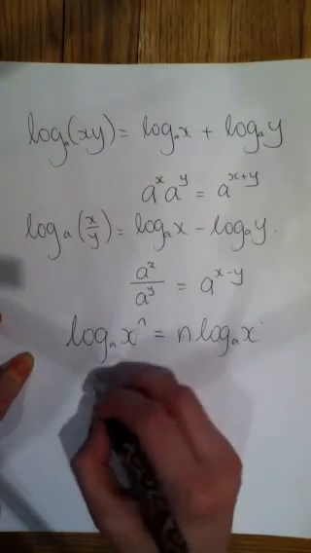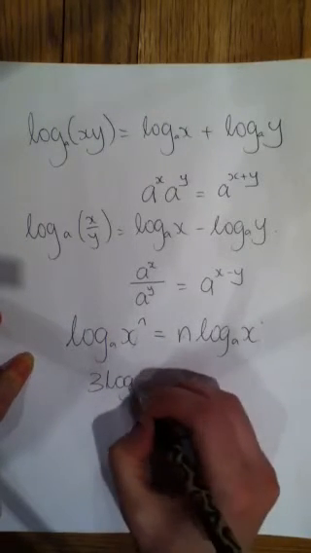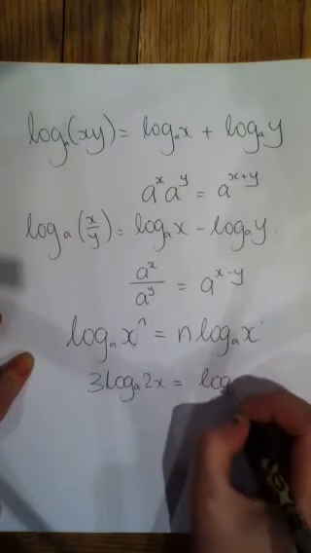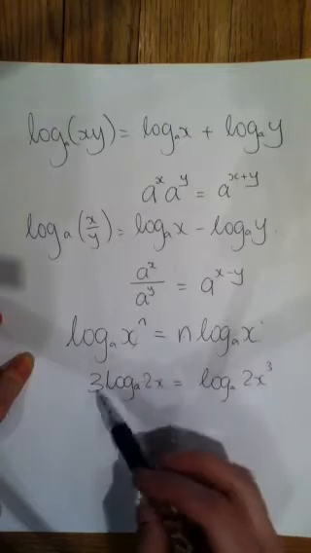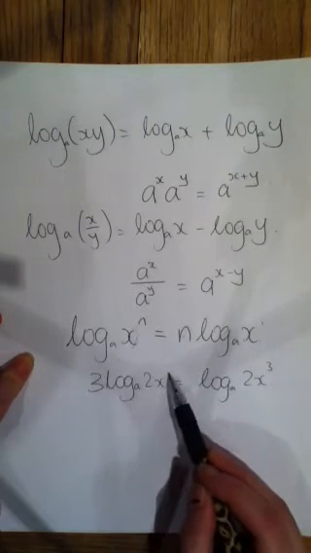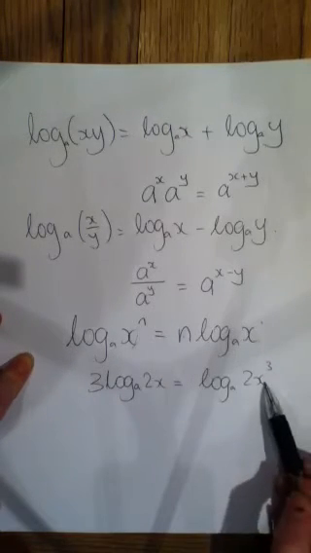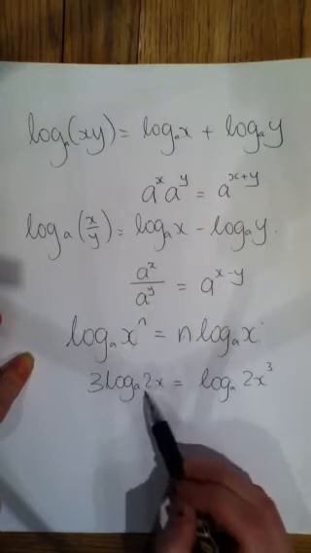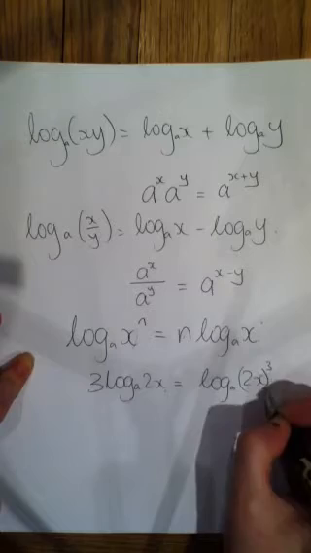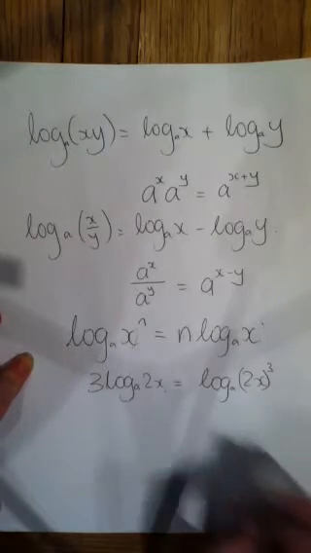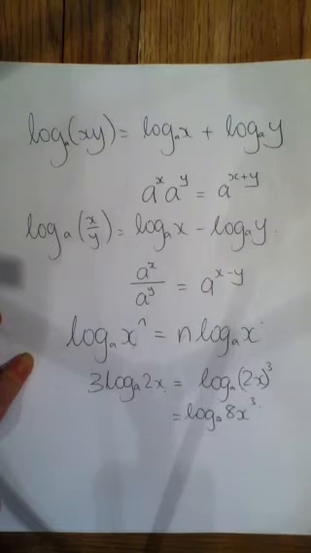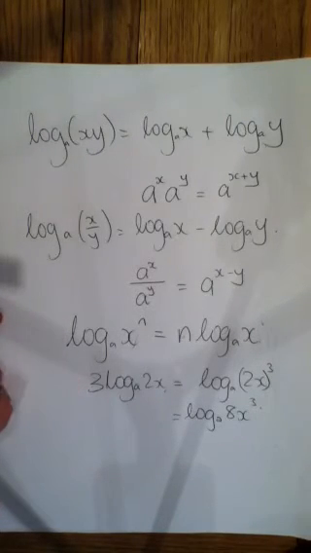So for example, 3 log 2x is not log 2x cubed. The 3 comes up here, but it doesn't only cube the x, it cubes everything. So it cubes everything that's being logged here. So it's actually 2x cubed, not 2x cubed, which is 8x cubed. So that's one to be careful of.